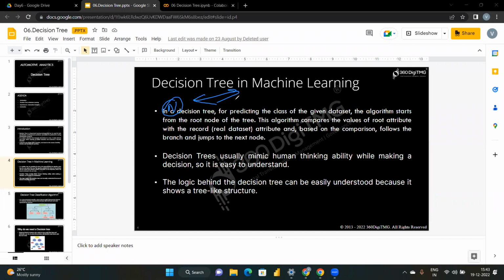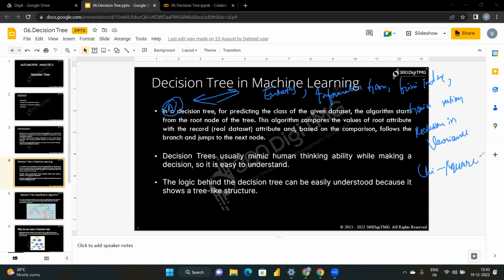Okay. For solving the attribute selection problem, researchers worked and developed some solutions. They suggest using some criteria like entropy, information gain, we have Gini index, we have gain ratio, we have reduction in variance, and we have chi square. Okay, so these are the suggestions given by some of the researchers to solve the criteria.